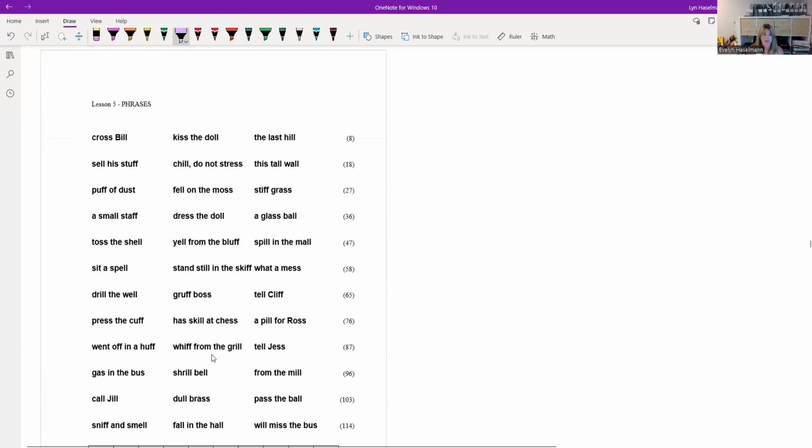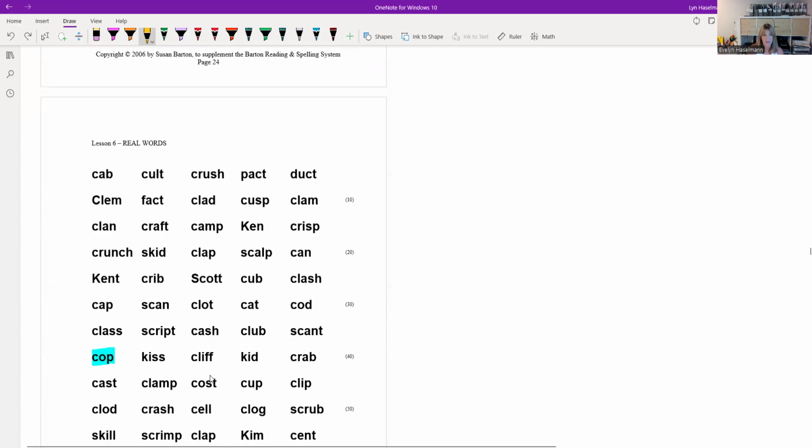Okay, phrases. Again, there's a lot of things you can do to make this more fun. You can play a little tic-tac-toe. You can play a little dots and boxes. You can play some Connect Four. There's lots of things you can do to make this more fun. Same thing as always, make sure your student understands the vocabulary in here as well as is reading accurately.